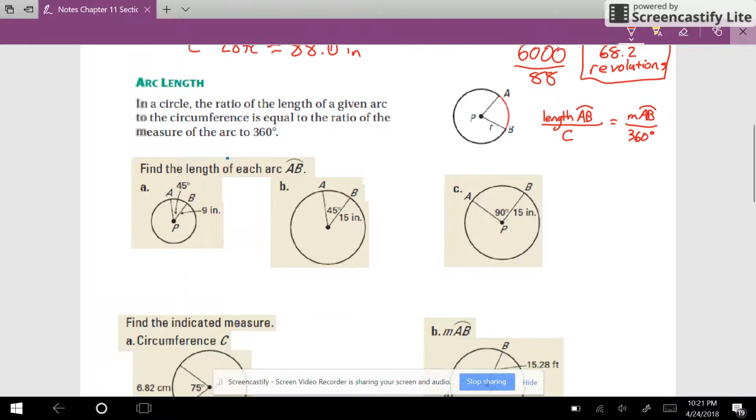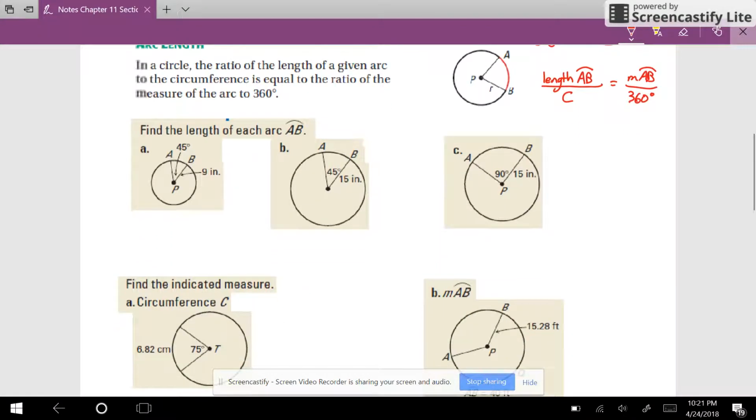So in example A here, we're trying to find the length of arc AB. You'd like to call that x, you may. Okay, so x over the circumference. We do know the circumference. We know the radius is 9. So we'd have to double that. That's 18. So 18 pi. I'm going to leave it in terms of pi for now.